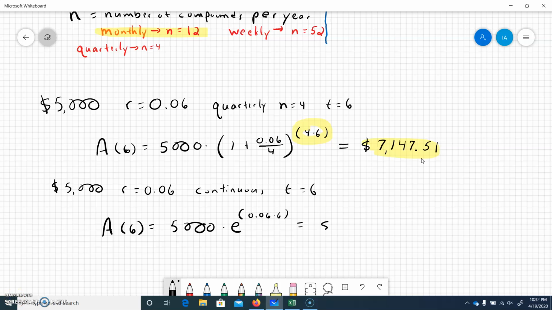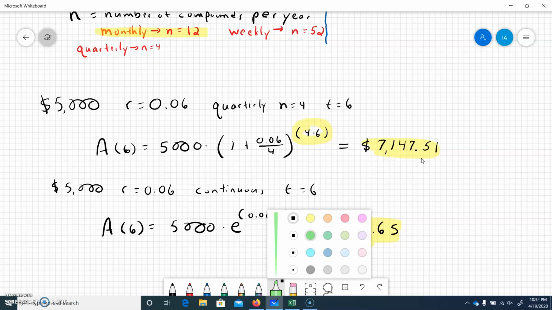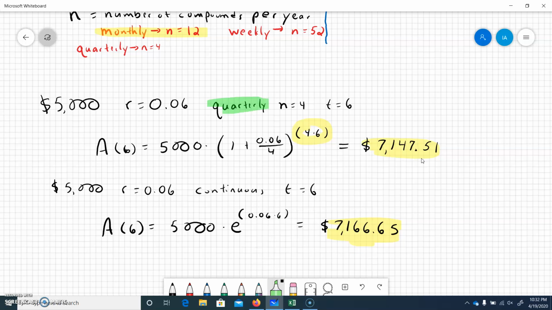So after all is said and done, you mash all the buttons. Take your time, make sure you do it. Pick up your calculator, make sure you're getting the right thing. $7,166.65. So make sure you understand the difference in what we did here. The first example was a periodic, which was quarterly. The second example was continuous.